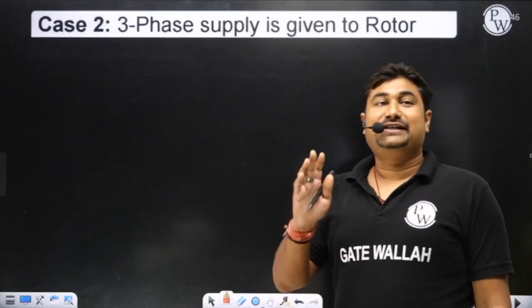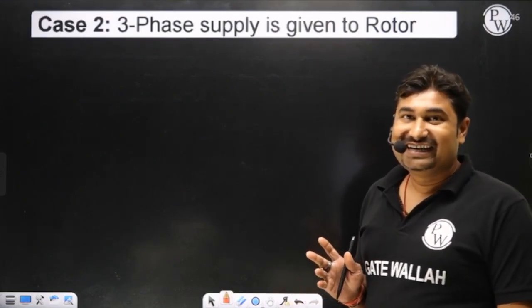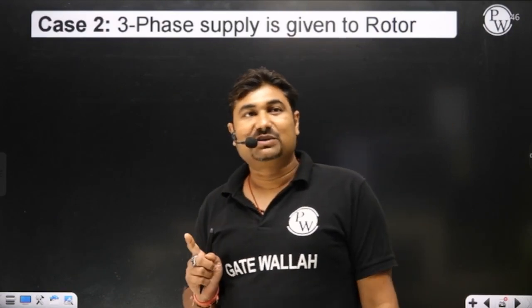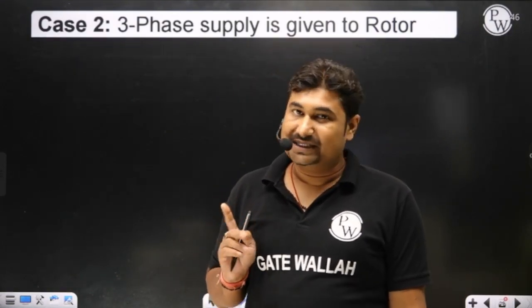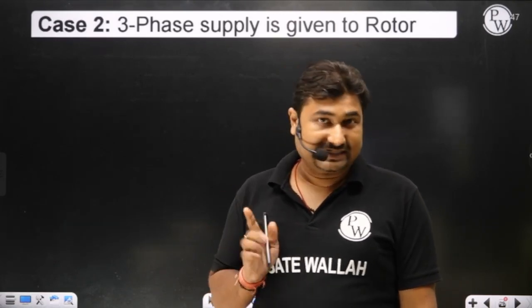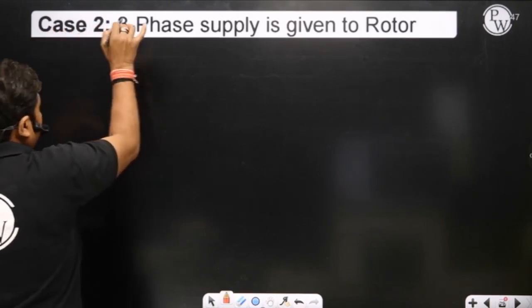Now come to case number 2. What is case number 2, sir? Case number 2 is only applicable to the slip ring induction motor, because only in a slip ring induction motor is it possible to give supply onto the rotor side. Yes, sir. So I am talking about case number 2.